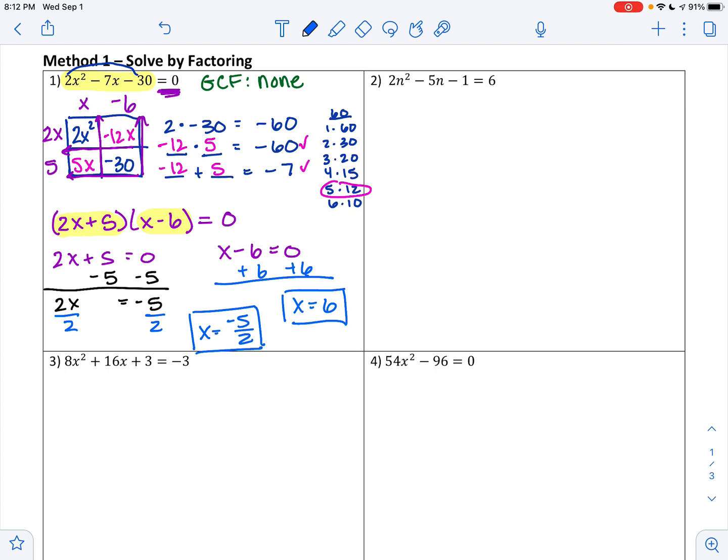Remember, if you think back to Algebra 1, these represent the x-intercepts. When you have a quadratic, you have parabolas, which look like u's or n's. When we're solving these, we're finding the x-intercepts. So this would represent one of the x-intercepts, and this would represent the other x-intercept.